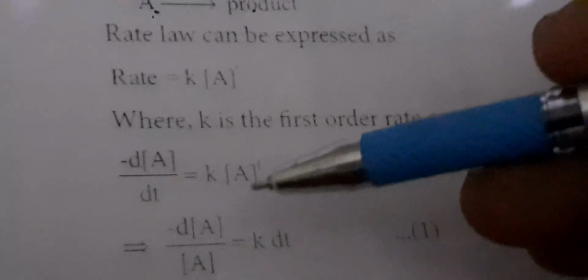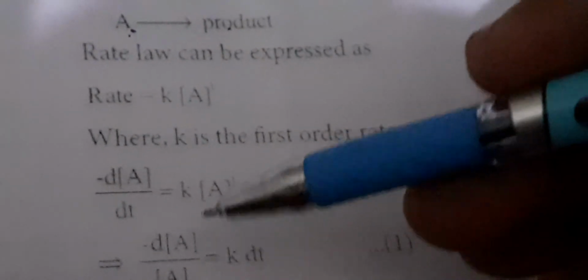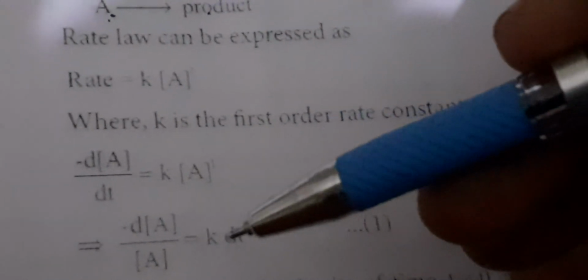Now we can cross multiply so that we can get the same things on the same side. That is, to bring A on the same side, we cross multiply. So dA by A is equal to, the constant is not brought down, only the reactant A, concentration of A is brought down, then this dt is brought here. So K into dt, this is taken as the first equation.